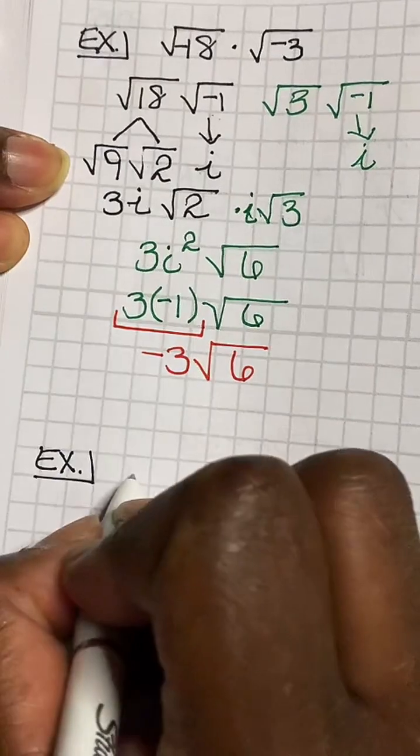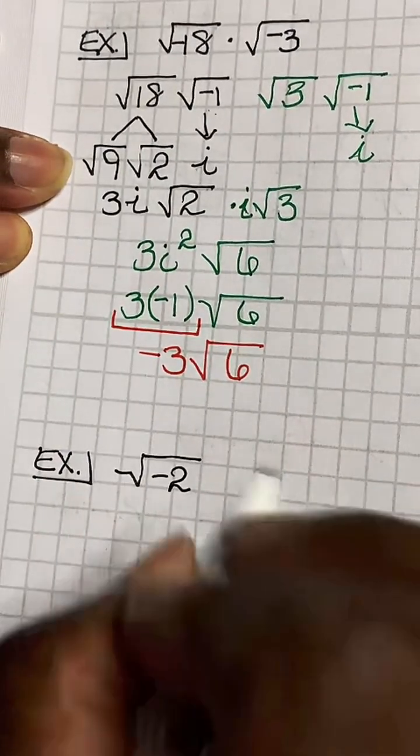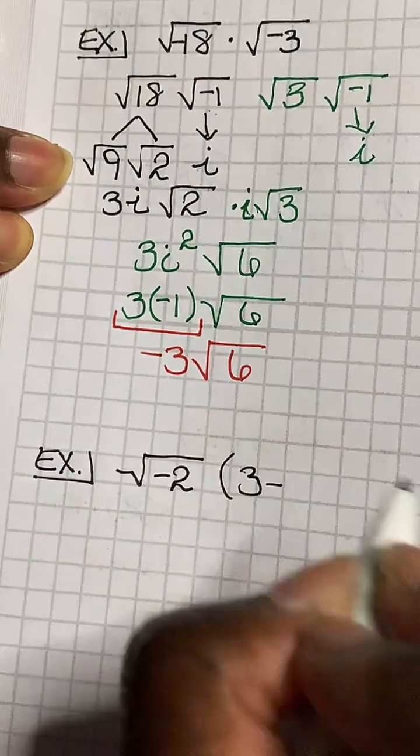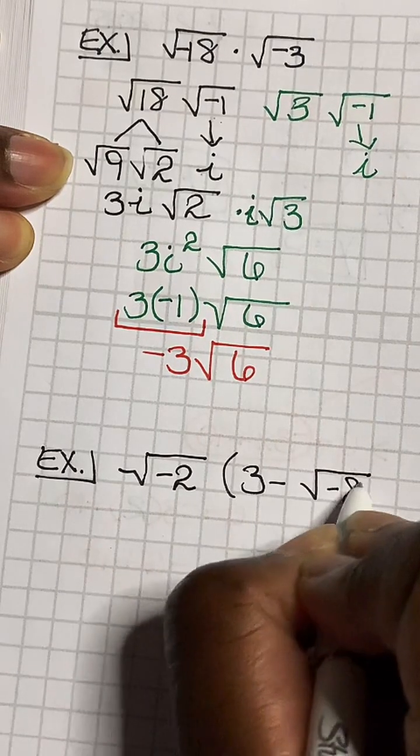Alright. So let's try square root of negative 2 times 3 minus square root of negative 80.